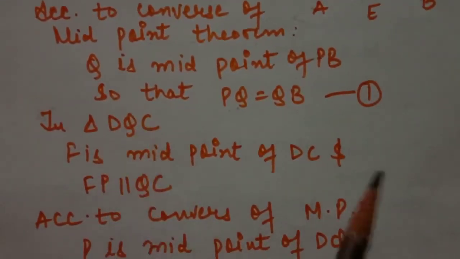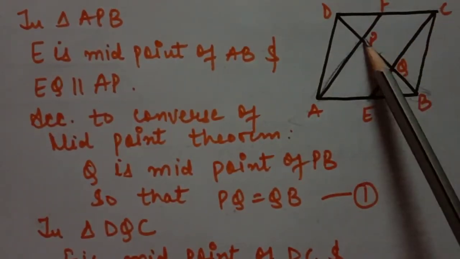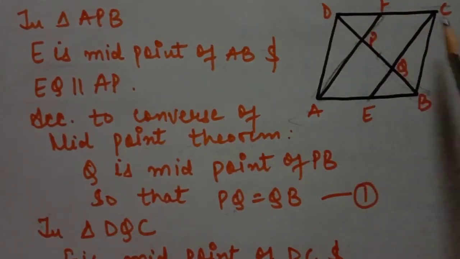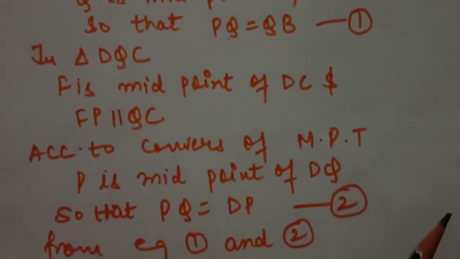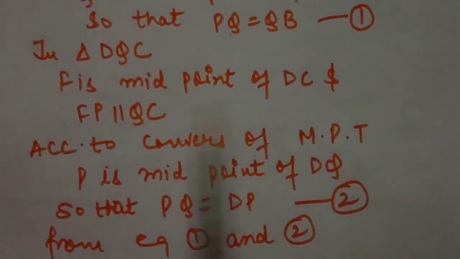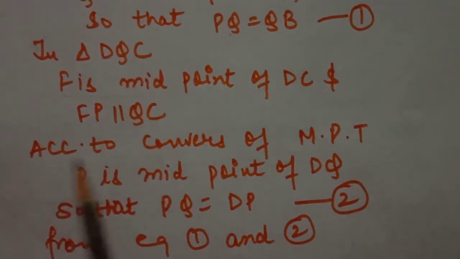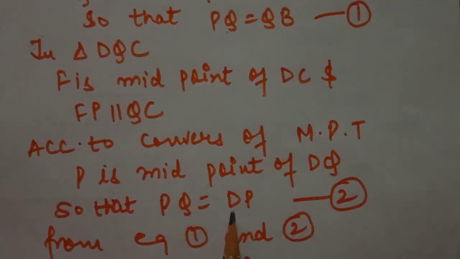In triangle DQC, F is the midpoint of DC, given. FP is parallel to CQ because it is a parallelogram. F is the midpoint of DC and FP is parallel to QC. According to the converse of midpoint theorem, P is the midpoint of DQ, so that PQ and DP are equal to each other.